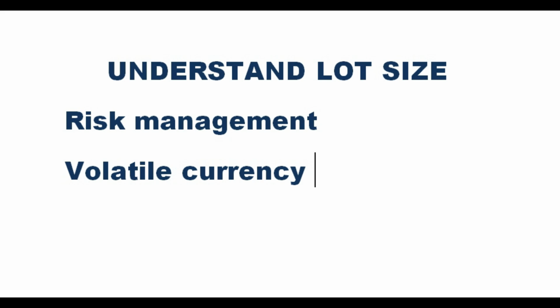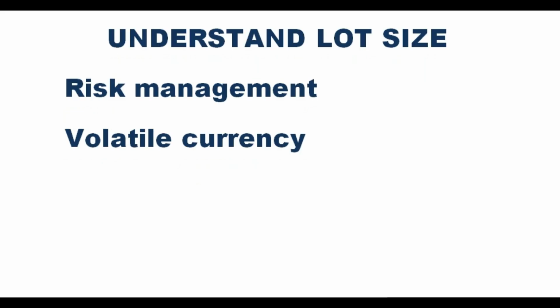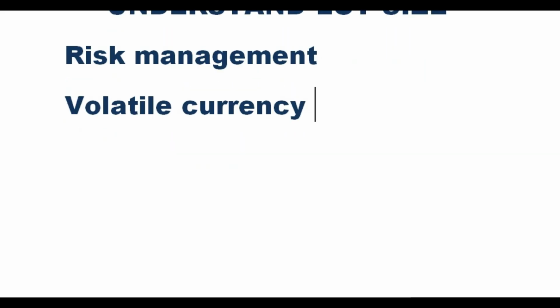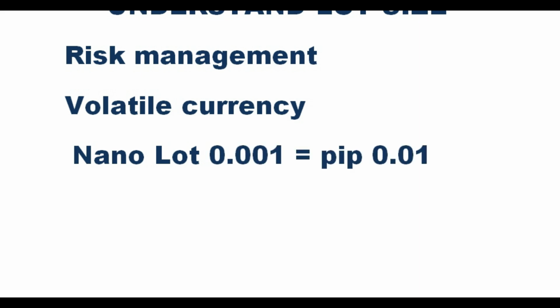There are four types of lot size. Let's start with the smallest lot size, which is very rare, which is the nano lot. Nano lot size is very small. It is very rare. Actually, very few brokers offer nano lot size.